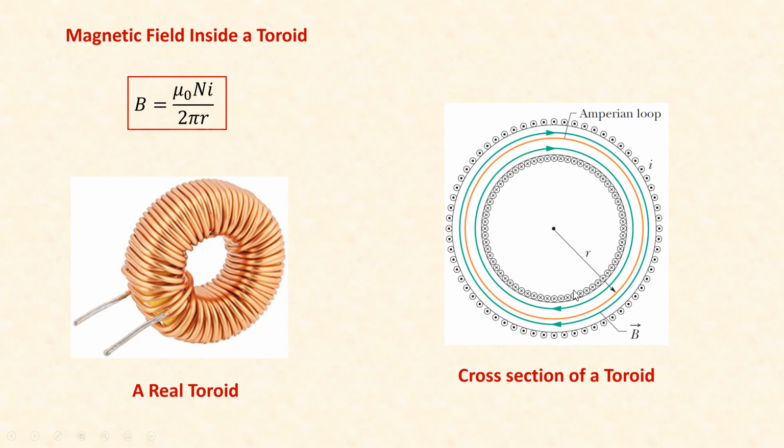Ni is the total current going through this Amperian loop, because there are n wires. If it has n wires and each one has a current I, the magnetic field is given by mu naught Ni divided by 2 pi r. So there's more magnetic field close to the center. The magnetic field increases as you go closer to the center.